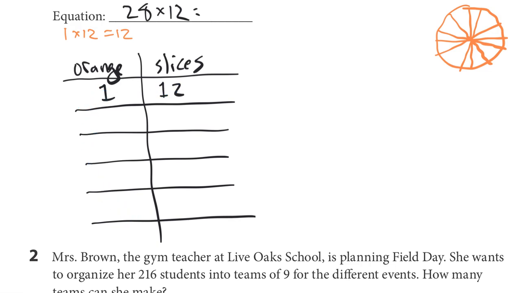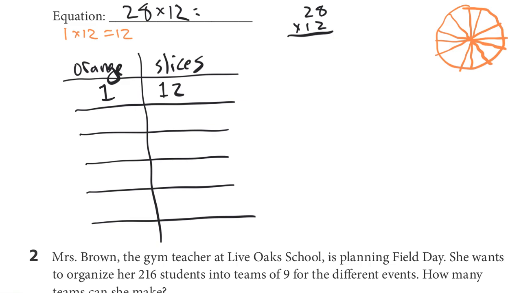Now, we could stack them, 28 times 12, and do the standard algorithm. But we have to be able to solve this more than one way, because if you ever forget a step in the standard algorithm, or if you just make a silly mistake along the way, you won't have the right answer, and it's great to be able to check your work. So let's keep going.